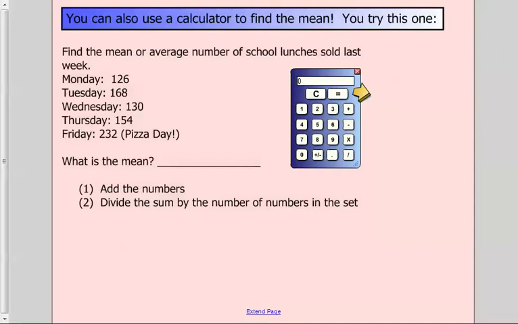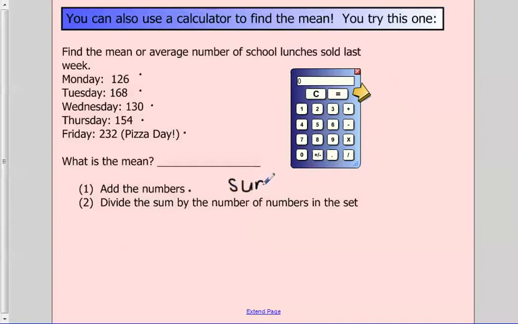This one they're actually letting you use a calculator to do, so you can do this one at home. We're finding the mean or average number of lunches sold last week. We have Monday at 126, Tuesday at 168, Wednesday at 130, Thursday at 154, and Pizza Day Friday is 232. The first thing you have to do is add up those 5 numbers. You can do it on a calculator. So you need the sum.